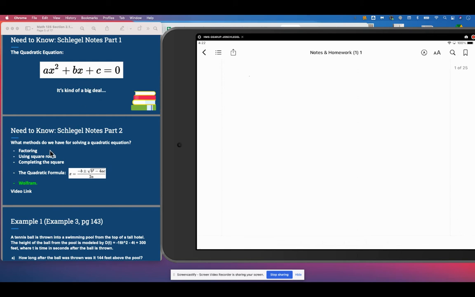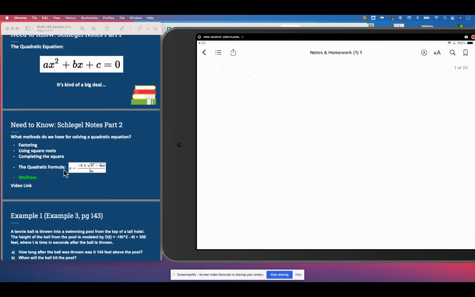So the need to know Schlegel notes part 2: methods that we have for solving a quadratic equation, which is this nasty right here. We're going to go through this fairly quickly. You could have done this thing called factoring, and you probably did a lot of that in high school and in previous math courses to this one. We could use square roots. We could do a fancy thing called completing the square that seems like a magic trick to most people. Or we could use the quadratic formula, which looks like about the funnest thing that anyone could be doing on a Saturday night. Or we could just use Wolfram.